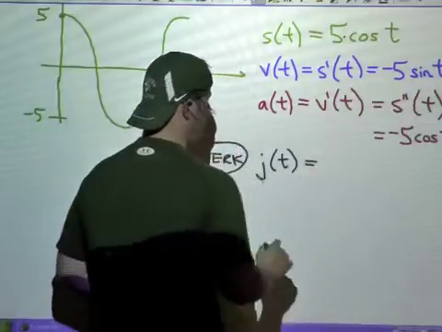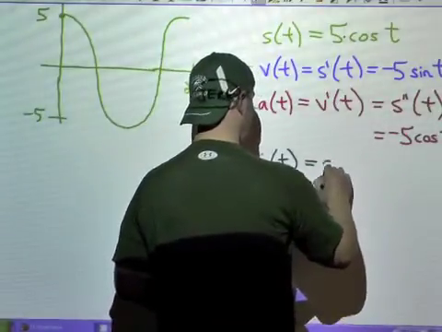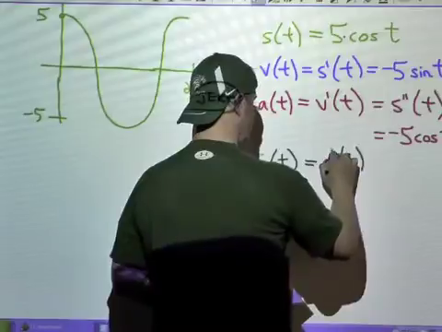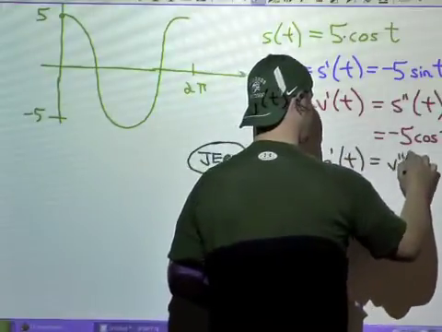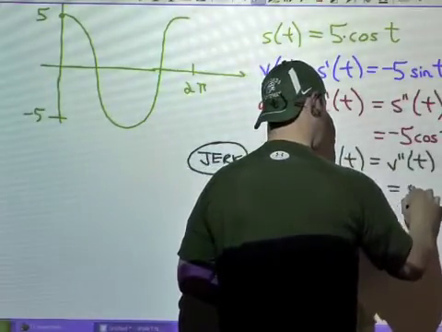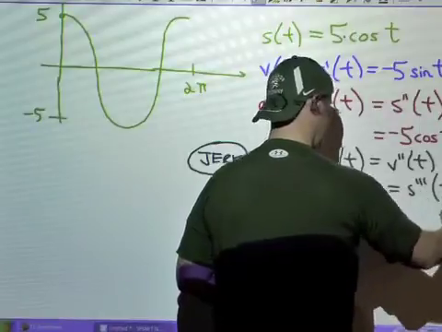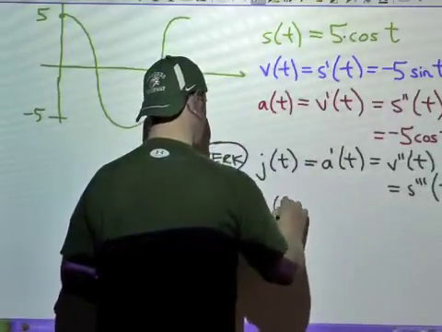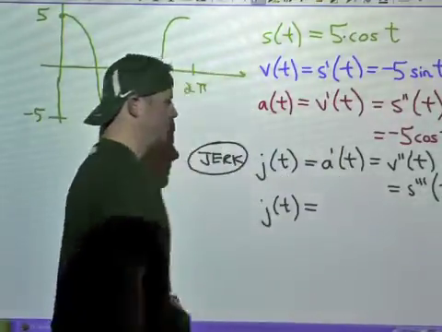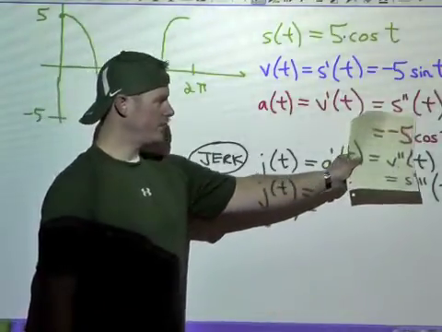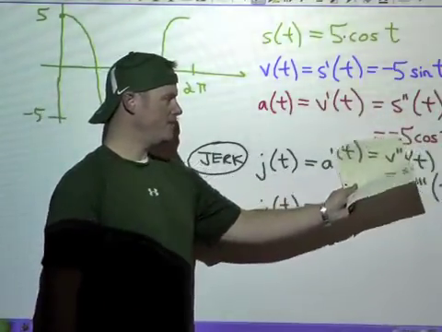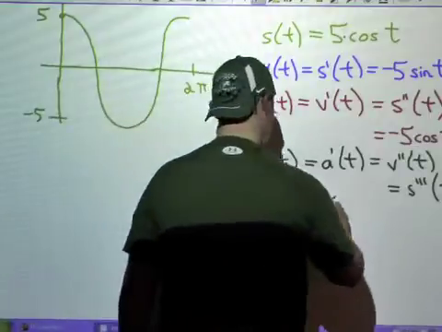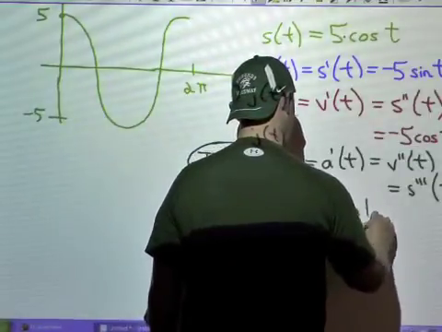So jerk is actually defined as the derivative of acceleration, which is the second derivative of velocity, which is the third derivative of position. Okay, so the jerk in this particular case is, if I take the derivative of cosine, remember, is negative sine times -5, you get 5 sine t.